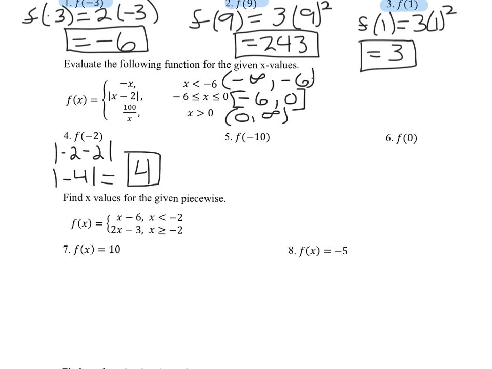Now let's take a look at number 5. Number 5 says -10. Where's -10 between? It's between the first one, -infinity to -6. So we're going to use that top equation.